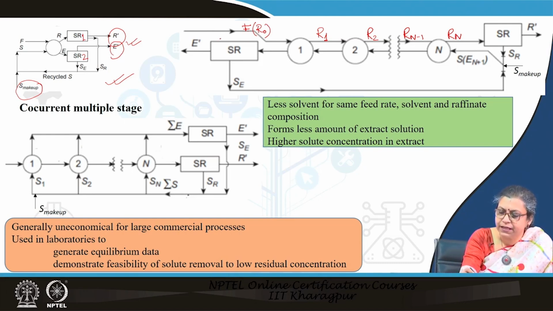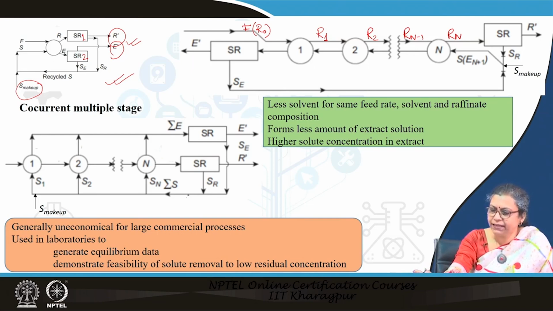So, what happens? The feed flows in one particular direction and the solvent flows in the reverse direction. That means the stages are normally numbered according to the sequence of the feed movement through the stages, or in other words, the first stage which the feed contacts is known as stage 1 and so on. The last stage which the feed contacts is known as stage n.